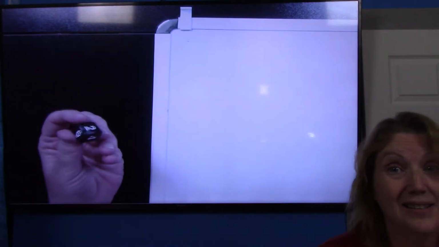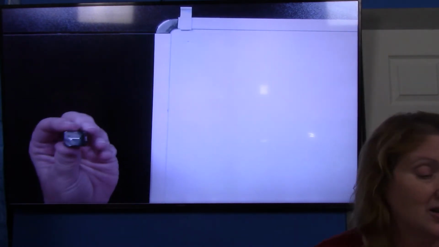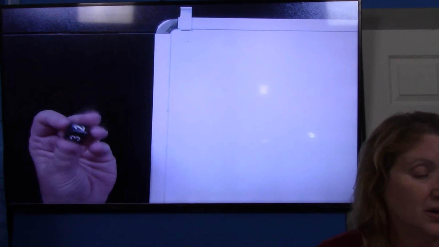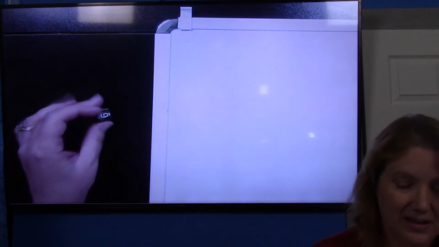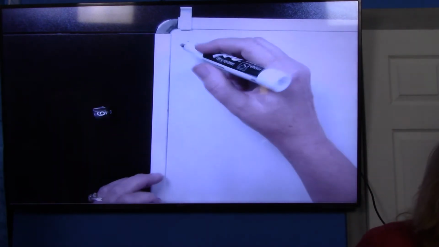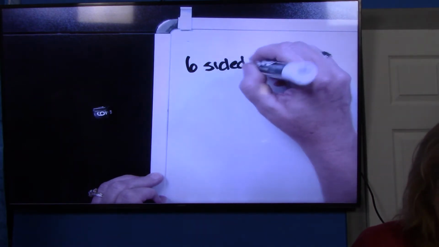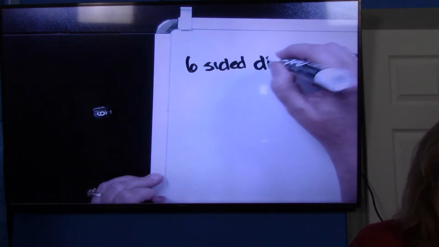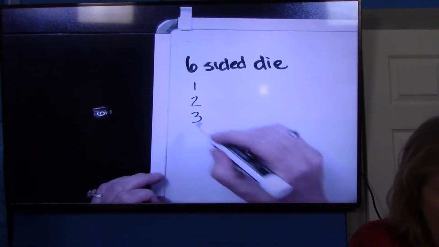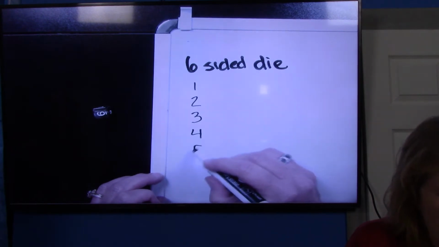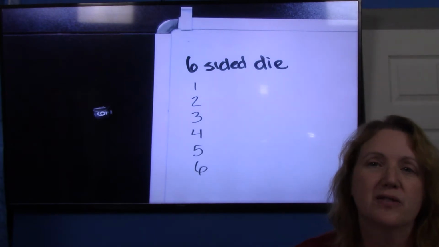Obviously, on a 6-sided die, I have 6 sides. And on this 6-sided die, they're actually marked 1, 2, 3, 4, 5, and 6. Okay? So, I have a 6-sided die. I'm either going to get a 1, a 2, a 3, a 4, a 5, or a 6. Okay? 1, 2, 3, 4, 5, or 6.